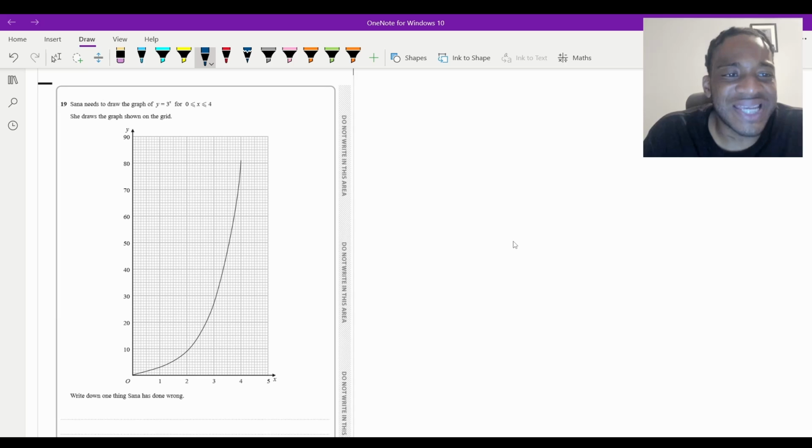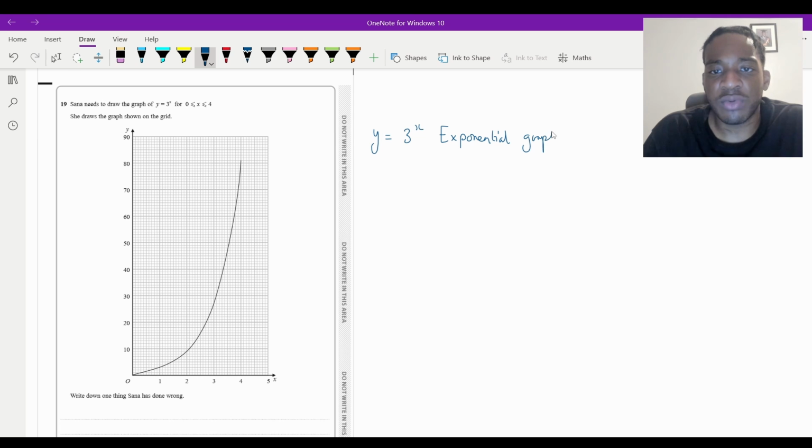Okay, so question 19 says Sana needs to draw the graph of y equals 3 to the x for x between 0 and 4. She draws the graph shown on the grid. And we need to write down one thing that Sana has done wrong. Now, what you should recognize is we've got y is equal to 3 to the power of x. What you should notice is that this is an exponential graph, and the graph definitely has this curved shape.